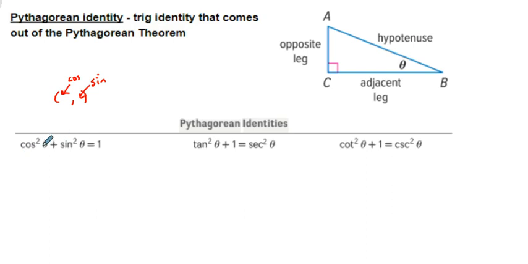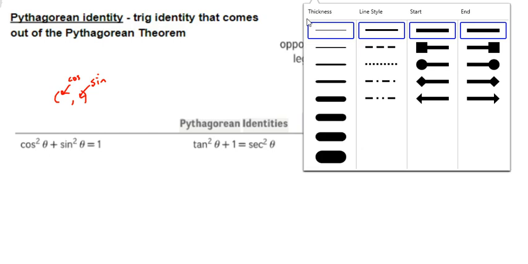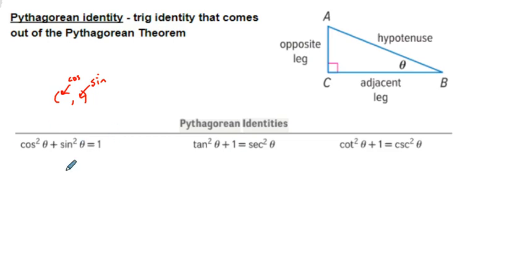What we need to be able to do with these identities in order for them to be useful to us is we have to be flexible with them. The first thing we need to talk about is the fact that we can rearrange these any way we need to. We're just looking at this one right now. I know these two are here, but we're going to focus on this one.